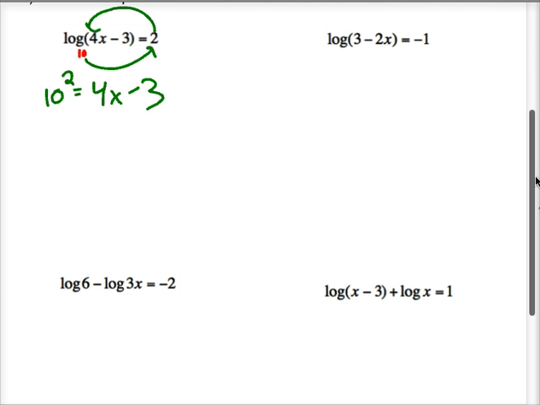All right, remember that whole Mr. Loopy concept? And again, I know it's super cheesy, but if I remember it 10 years later, you guys will hopefully remember it based on that. So I've rewritten this in exponential form. 10 squared equals 4x minus 3. Well, I know what 10 squared is. I know that that's 100.